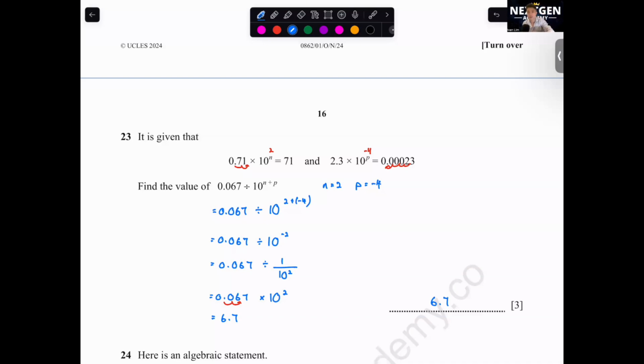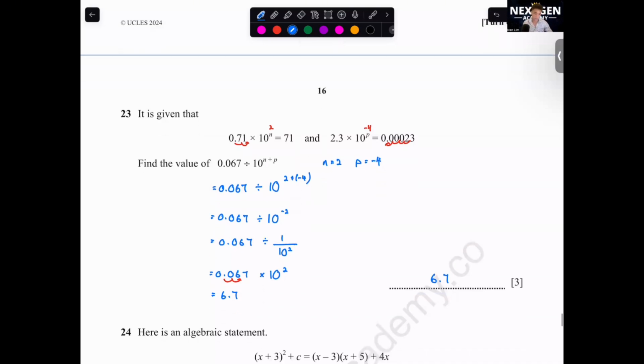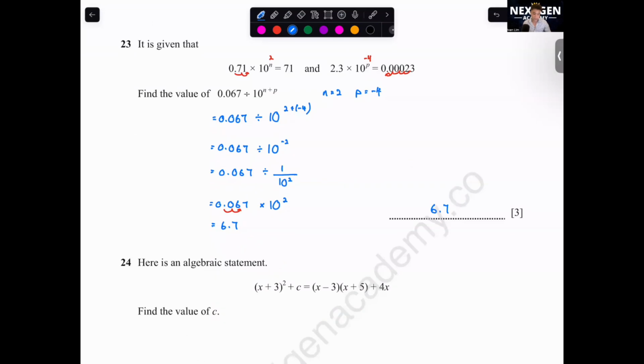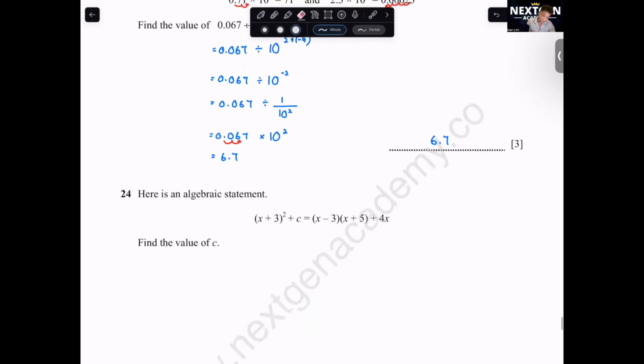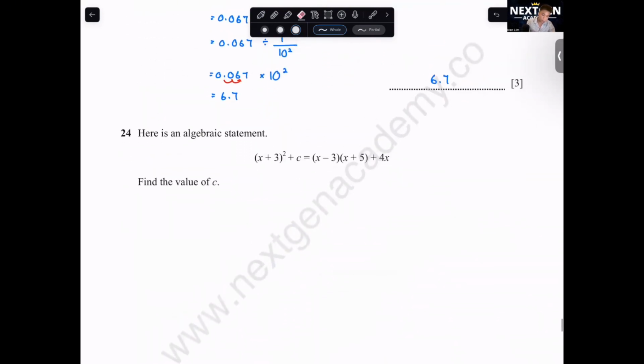3-mark question. Okay, one last one. Here's an algebraic statement. Find the value of c. x plus 3 squared plus c equals x minus 3, x plus 5 plus 4x. Okay, how to find c? To solve this, you are going to open both sides, left side and right hand side. Then you're going to compare.